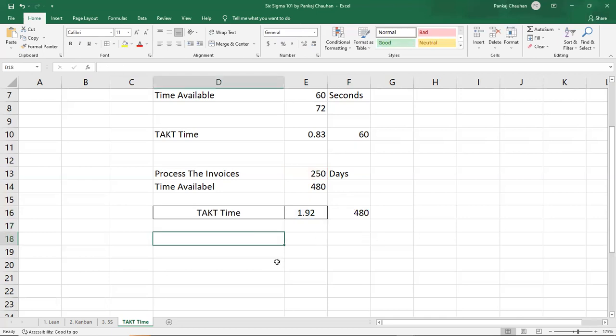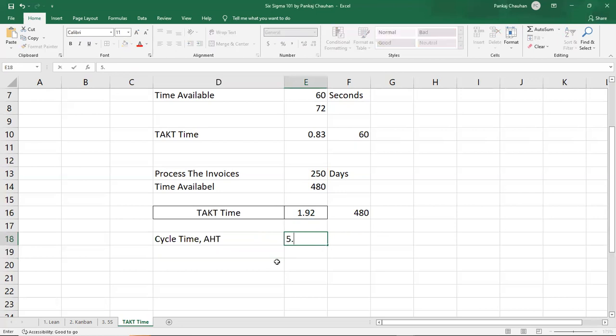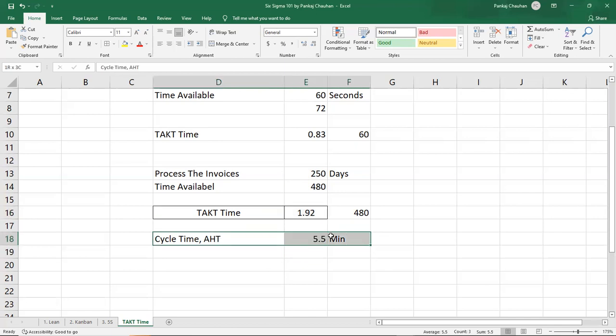The twist here is the cycle time. Some people also call this the average handling time of each invoice. As of now, on average, maybe you are taking 5.5 minutes, just an assumption. Looking at this, 1.92 minutes is my requirement, and actually you are taking 5.5 minutes. So definitely you need more resources. Either you have to increase the head count, or you have to increase the timeline, or you have to increase your speed of working.